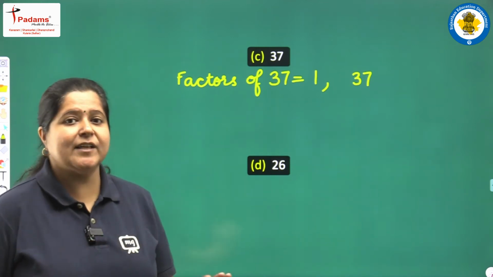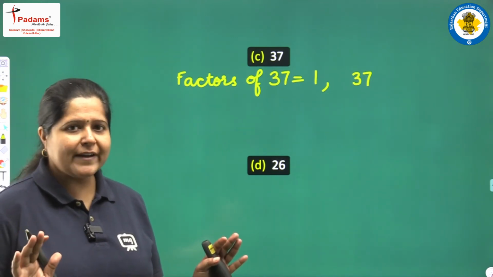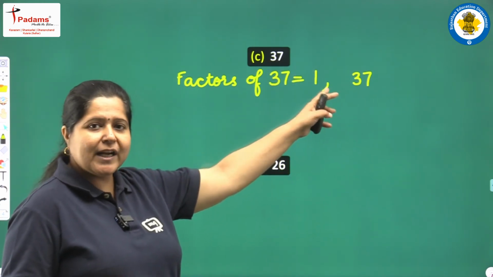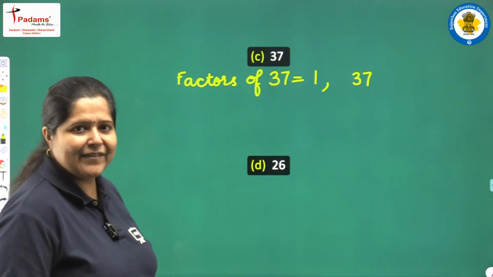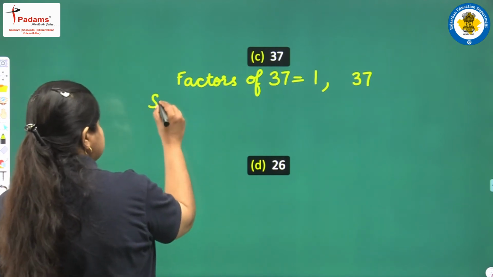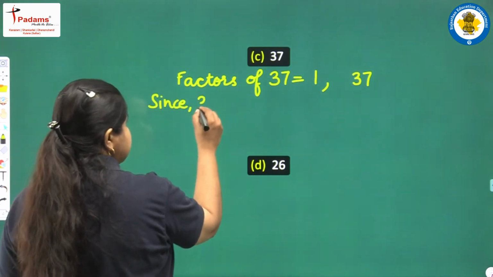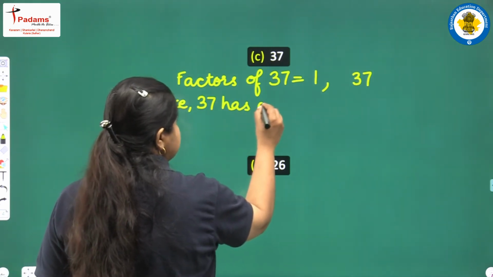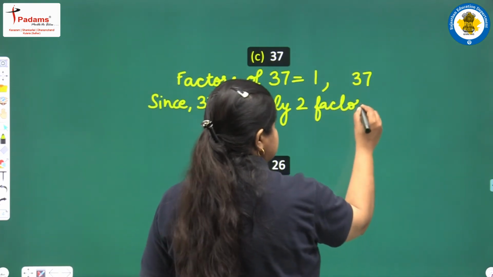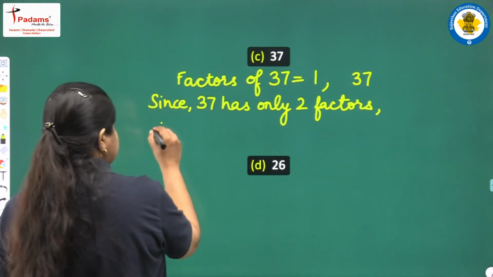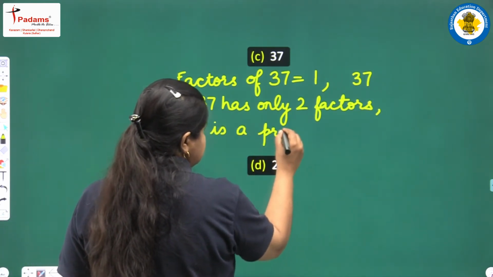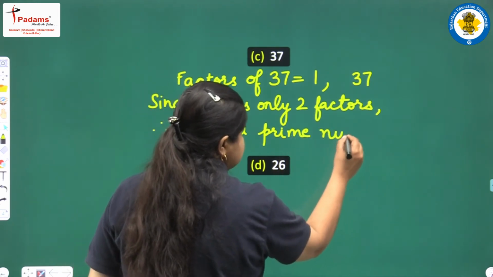37 is not in any other number's table, so it will have only 2 factors: 1, and 37 itself. So there are only 2 factors, 1 and 37, and so it is a prime number. We write here, since 37 has only 2 factors, therefore 37 is a prime number. I hope it is very much clear to you.